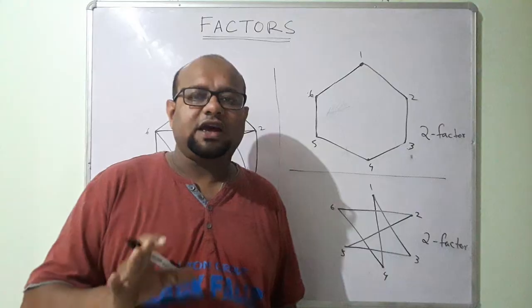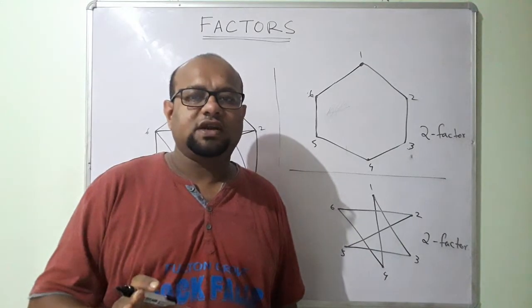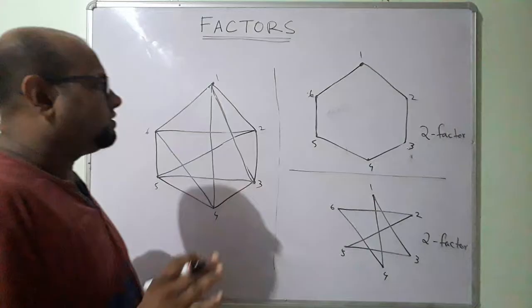Now, if my graph had an odd number of vertices, will I get a 1 factor? Think about it.